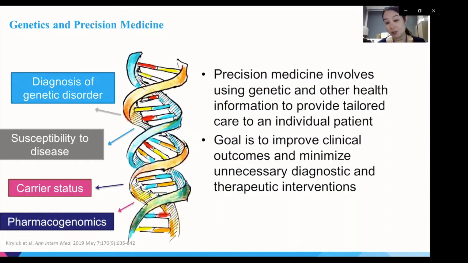So if you combine this genetic information with other health information, we are able to provide tailored care to an individual patient. This is what we call precision medicine. This is of course something that we all do as providers on a day-to-day basis, but genetics and genetic medicine really allows us to do this. And our goal is to improve clinical outcomes and to minimize unnecessary diagnostic and therapeutic interventions.